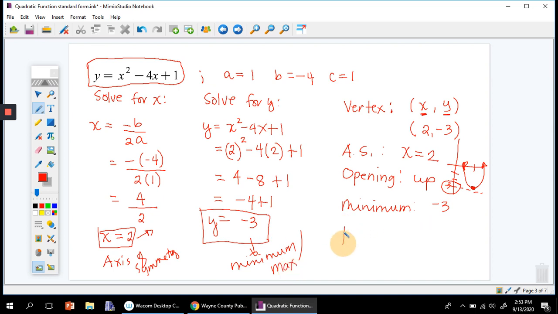Okay? And what about the range? Range, it starts from negative 3 up, right? All values of y start from negative 3 up. See, your graph will continue to go up. It means that the graph starts from negative 3 upward. Those are all values of y occupied or part of the graph. So therefore, all numbers from negative 3 up are greater than negative 3. So that is y is greater than or equal to negative 3.